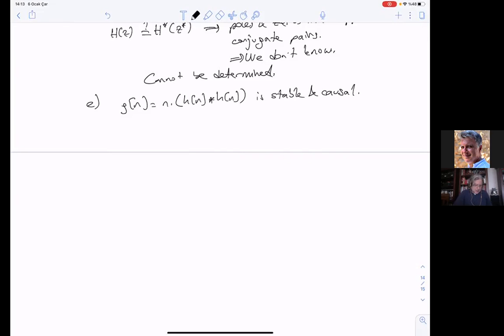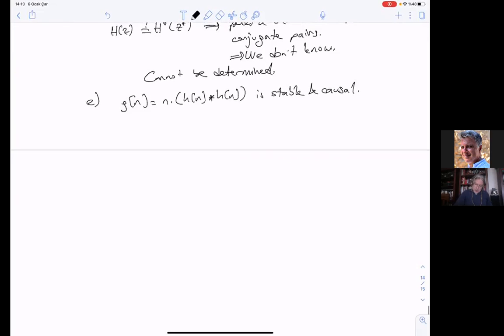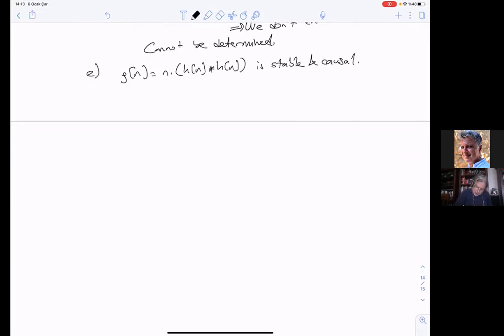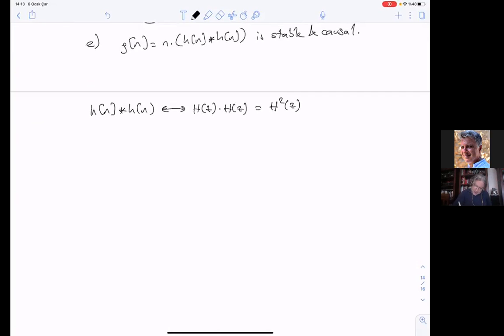How can we do that? The best way to continue with this one is to make this observation. H of n convolution with h of n will have a z transform corresponding to H of z times H of z. So that is H square of z, or H of z altogether squared. Okay, we multiply it with itself. Then from here, n times this.